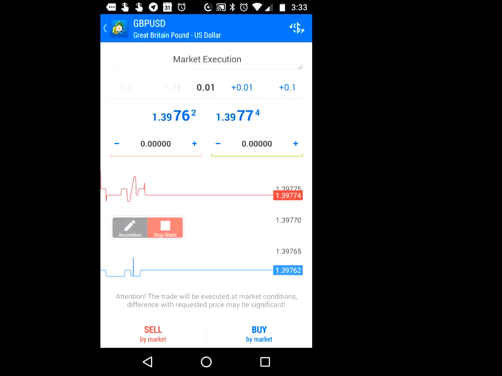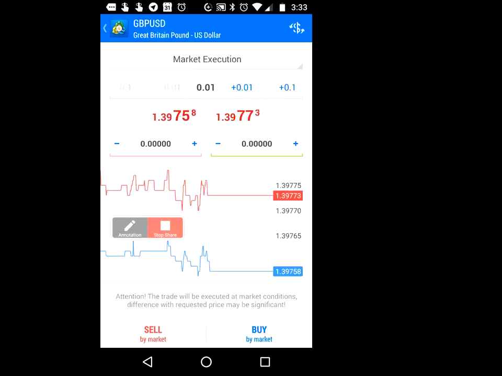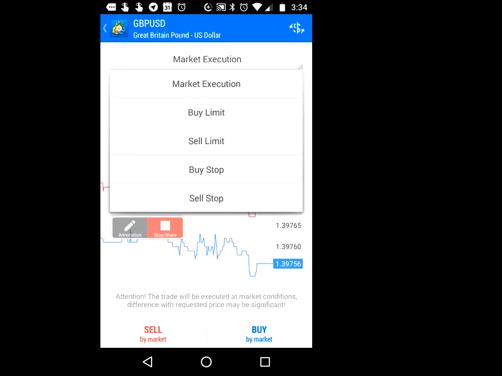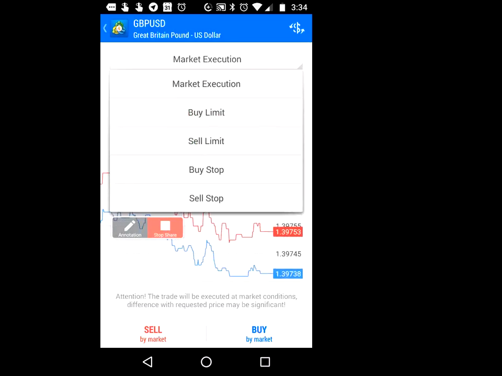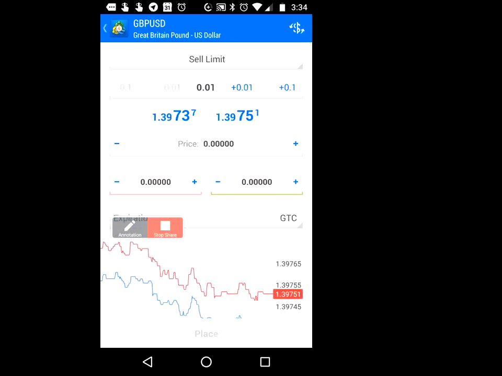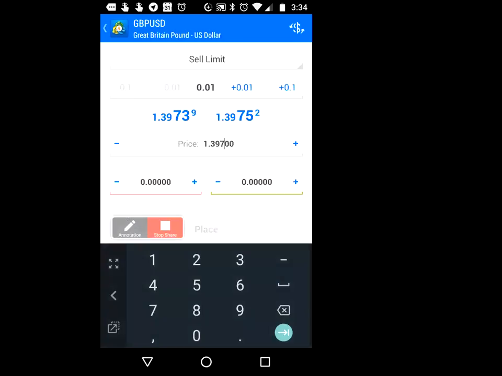Okay, so first thing you want to do is, what type of order am I placing? It's a market execution. You tell the market to determine an entry price for you, okay? Is it buy limit? Is it sell limit? Is it buy stop? Is it sell stop? So today, we're going to place a sell limit. So you tap on the drop-down menu here where it says market execution, and you select sell limit on GBP USD, and we're going to enter our entry point right here.